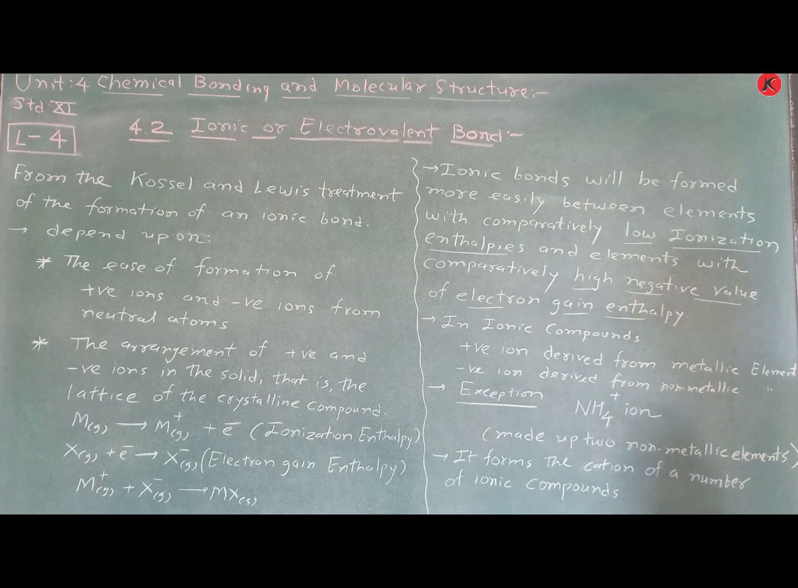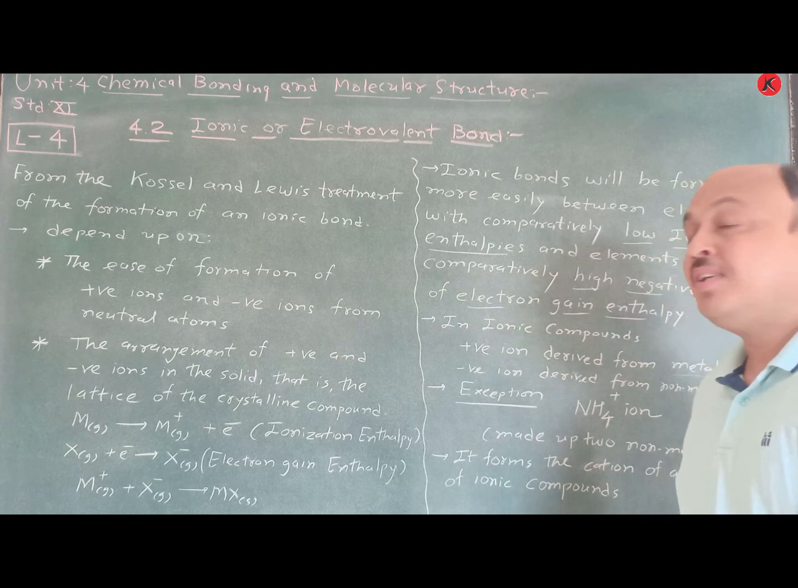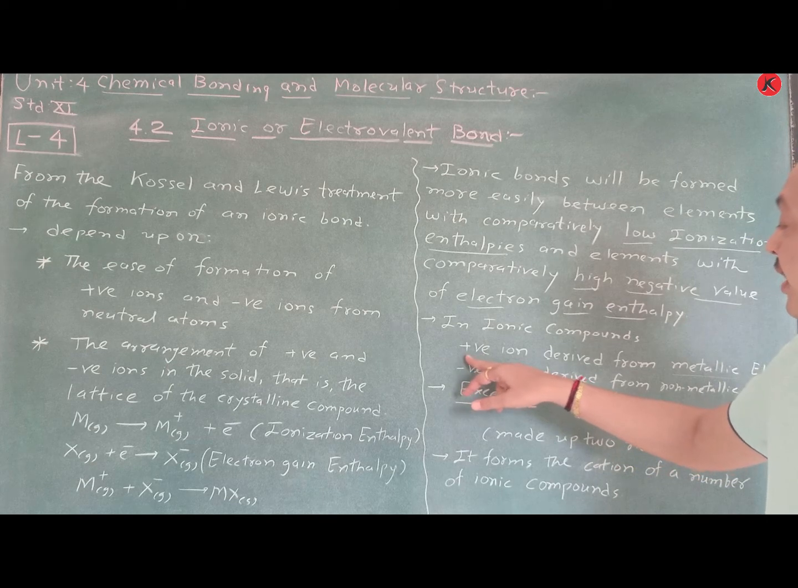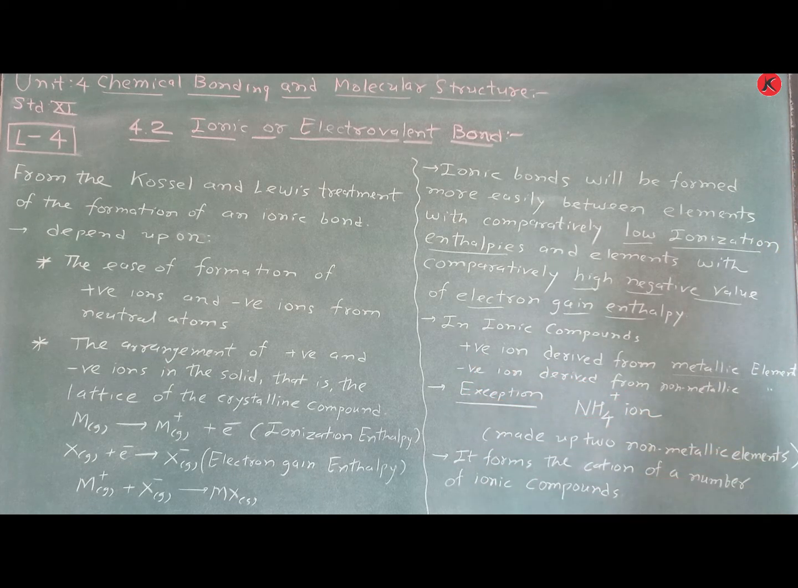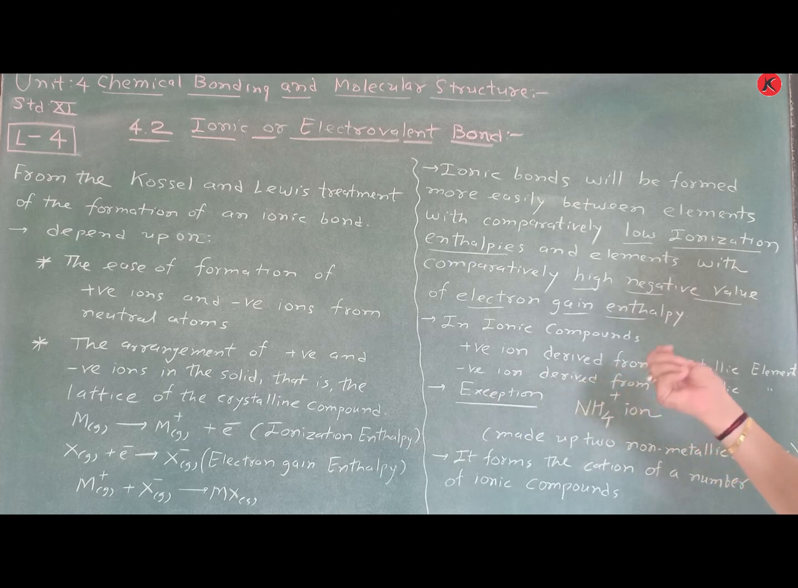positive ion is derived from metallic elements. Remember, positive ion is derived from metallic elements because from the outermost orbital they release electrons very easily, and that loss of electron converts them into positive ions. And negative ion is derived from non-metallic elements, because they gain electrons, and due to that negative ions are derived. Okay. Here the exception is NH4 plus.